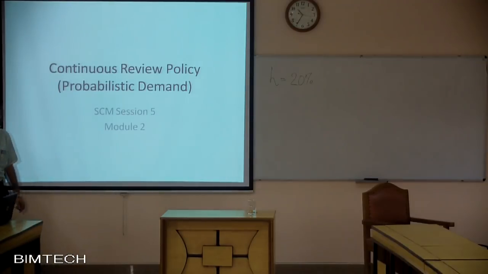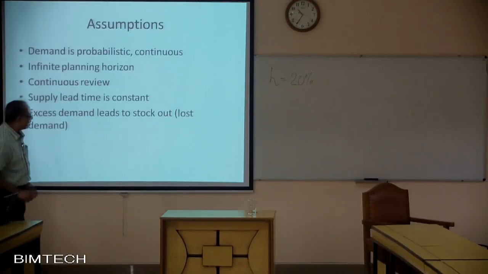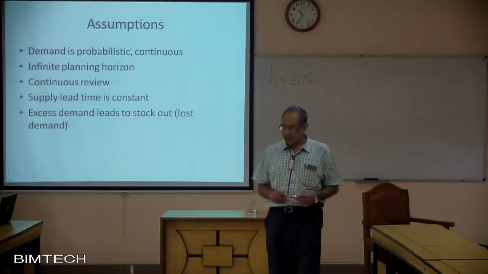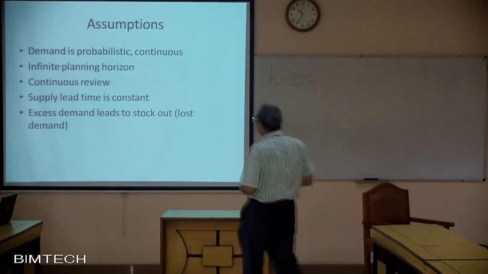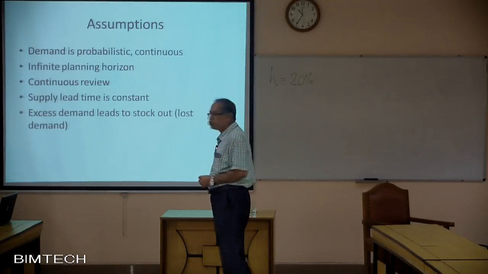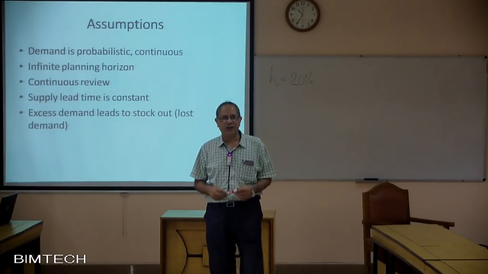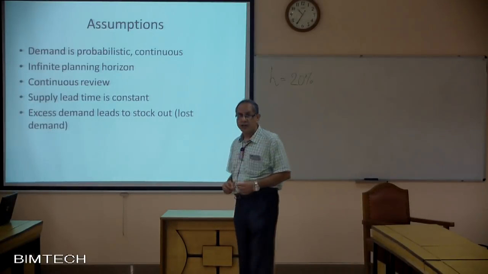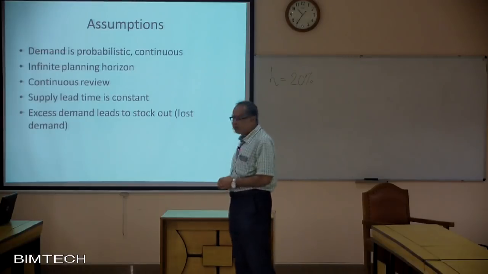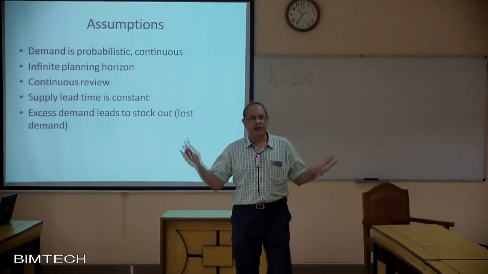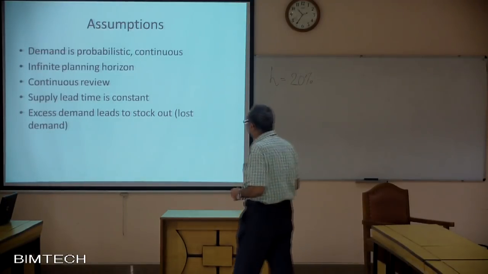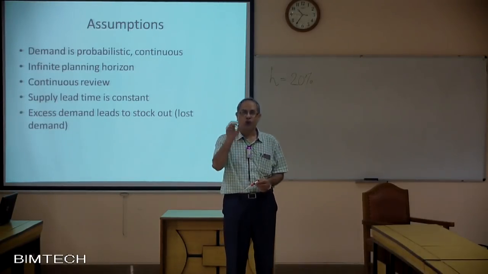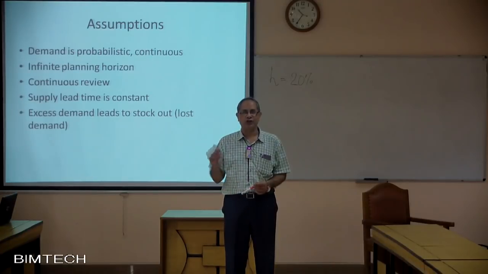So what are the assumptions? We had made certain assumptions for our EOQ model. So we must understand how those assumptions are getting changed here. So the first change that we see is that the demand is no longer constant and perfectly known. In fact, the demand is probabilistic. It is still continuous. The planning horizon is still infinite. It was infinite in EOQ as well. Continuous review. Let's understand what we mean by continuous review. EOQ was also continuous review, and this is also continuous review.